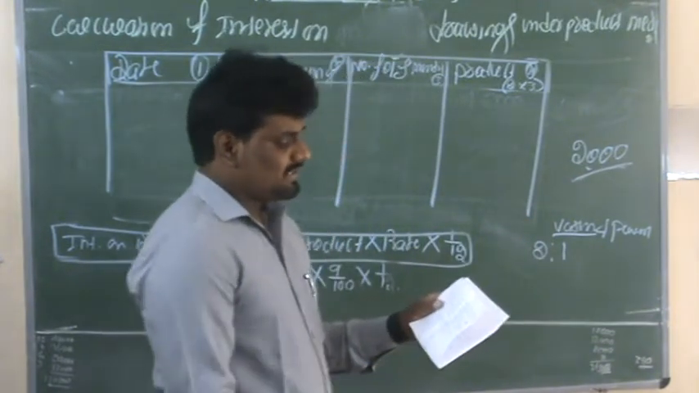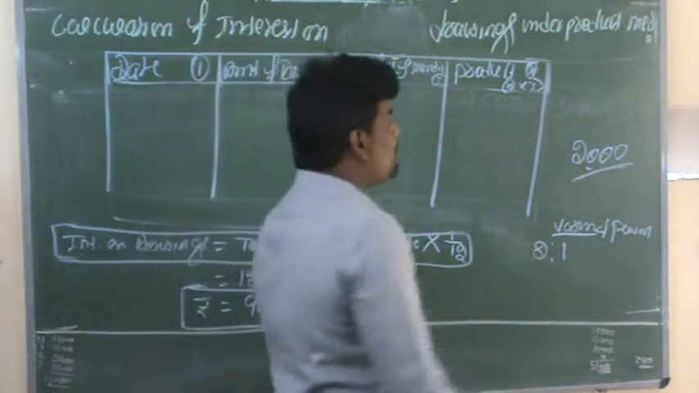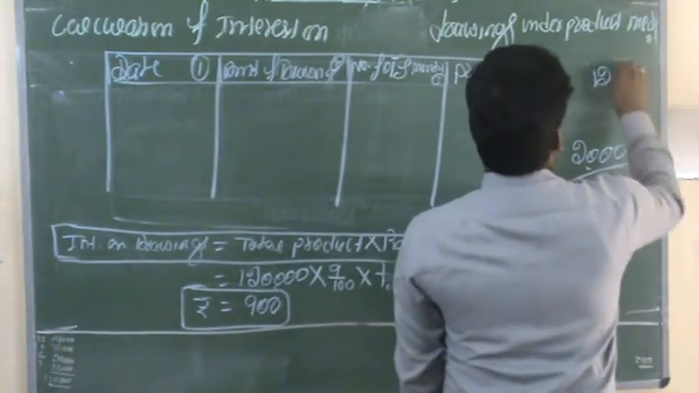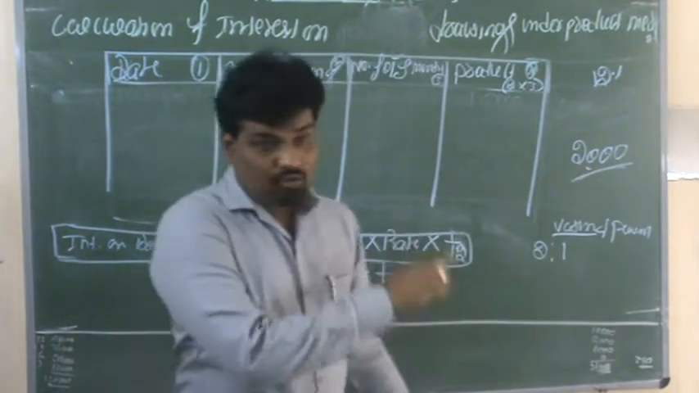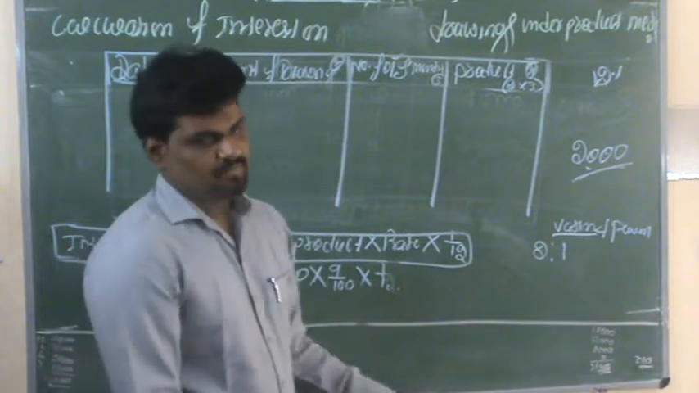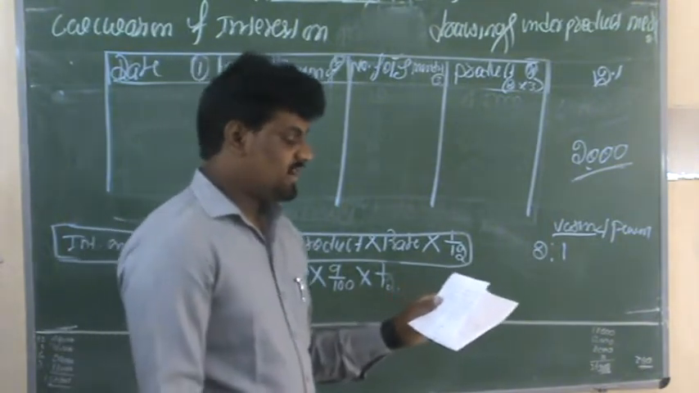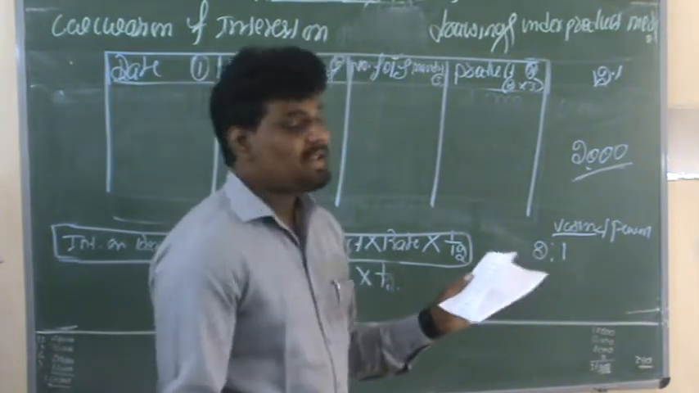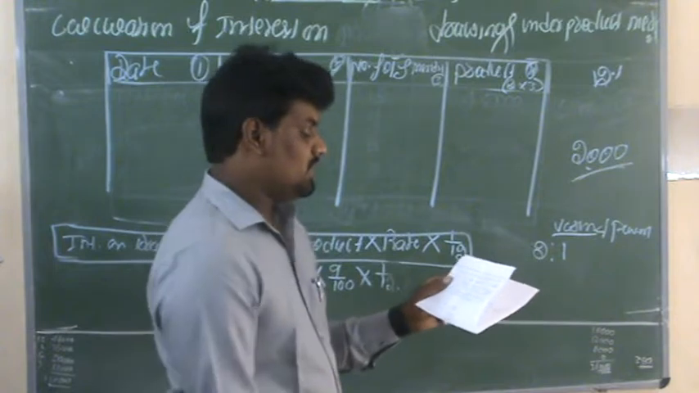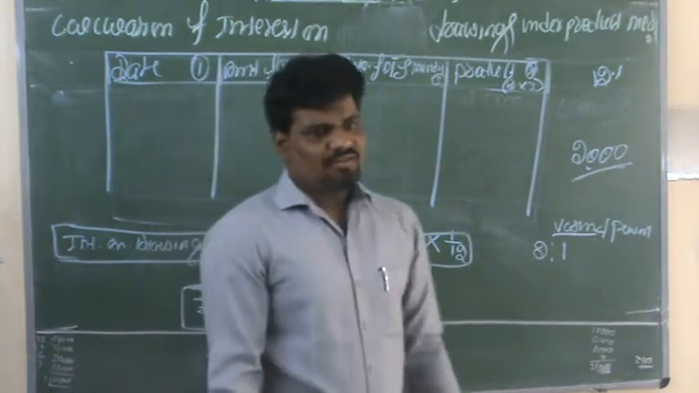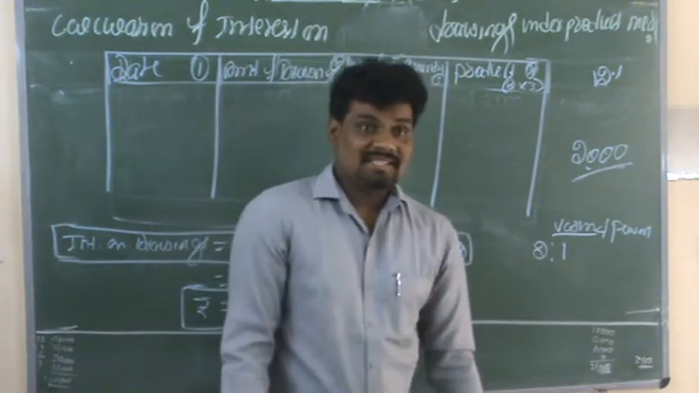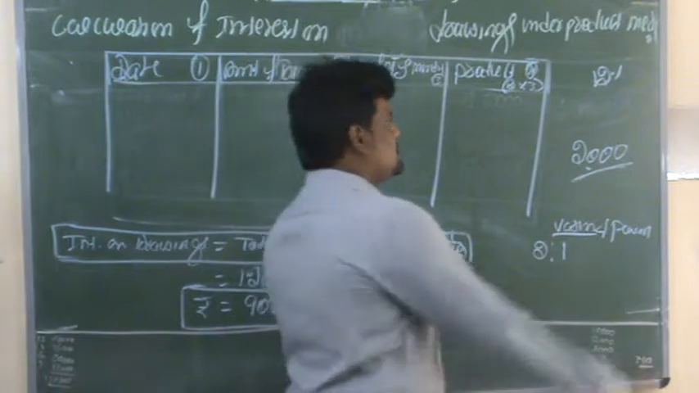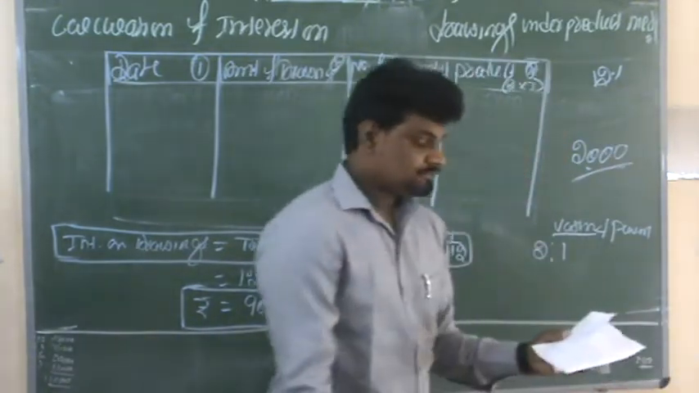So here interest is charged at 12% per annum. The rate of interest is specified as 12% per annum. So on whatever drawings are withdrawn by the partner, they need to charge 12% interest on such drawings.